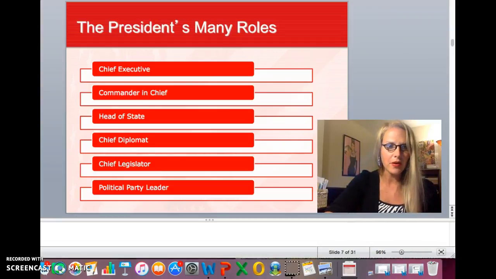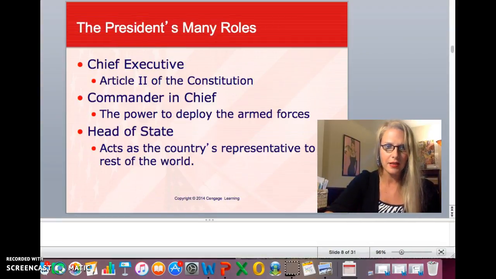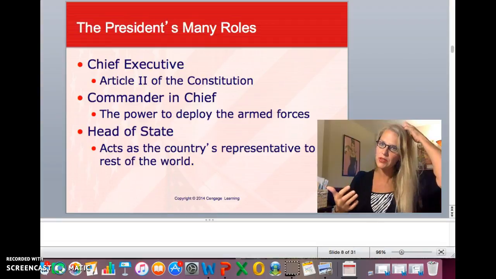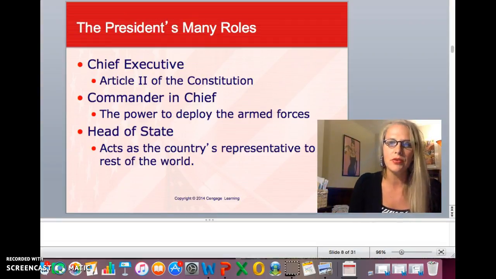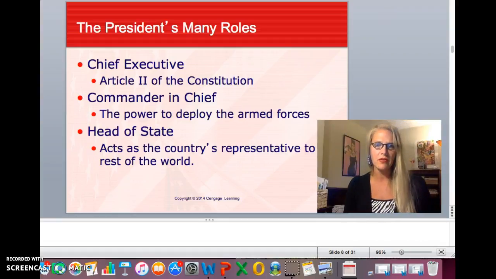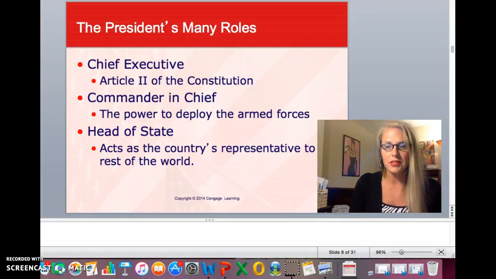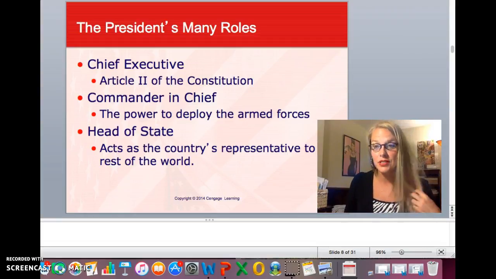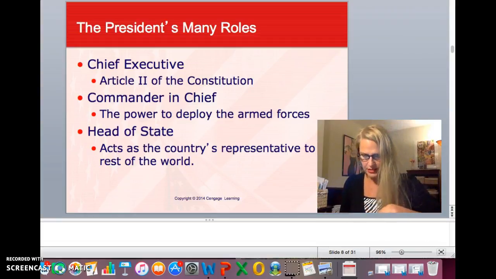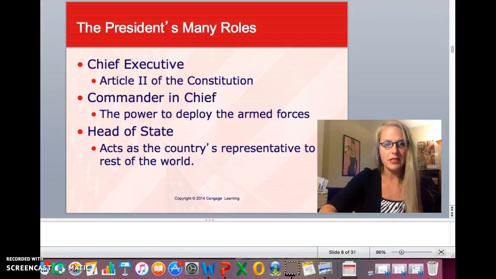Okay, so let's go on to the next slide. His many roles. We started to talk about that already. Chief Executive, also Article 2 of the Constitution, Commander-in-Chief, the power to deploy the armed forces. Head of State, acts as the country's representative to the rest of the world. And again, I really want to urge you to look at page 269. It really details nicely what each of his or her offices are.